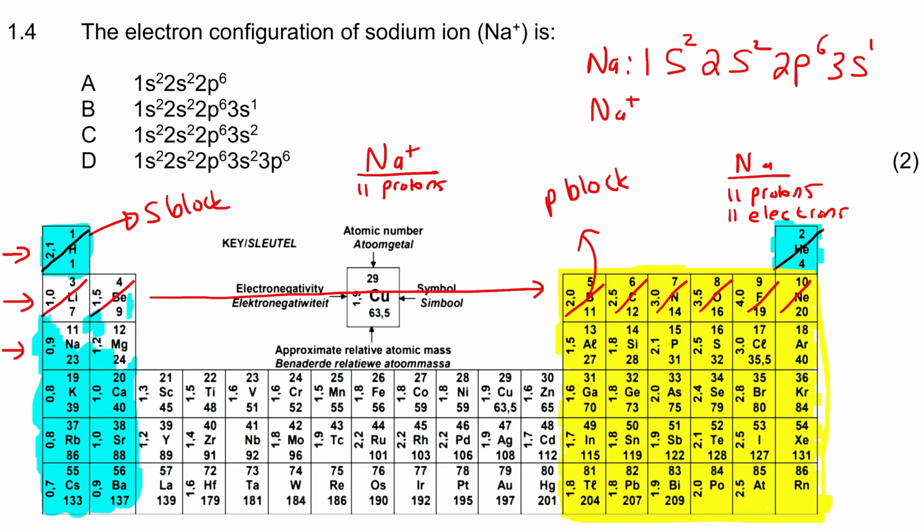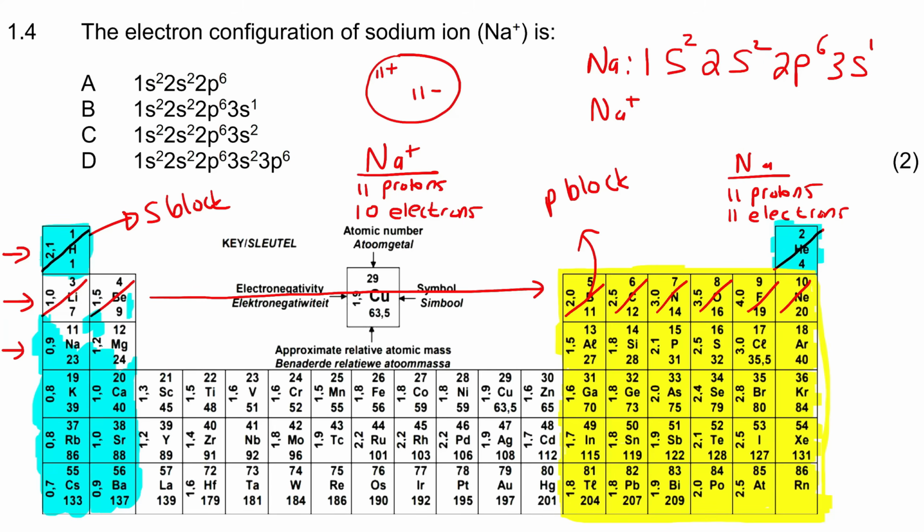So how many electrons do you think it has if it's positively charged? Well, it's going to have 10 electrons instead of 11. Because if it has 11 protons, which are positive, and it has 11 electrons, which are negative, then 11 positives and 11 negatives would be perfectly balanced like that.